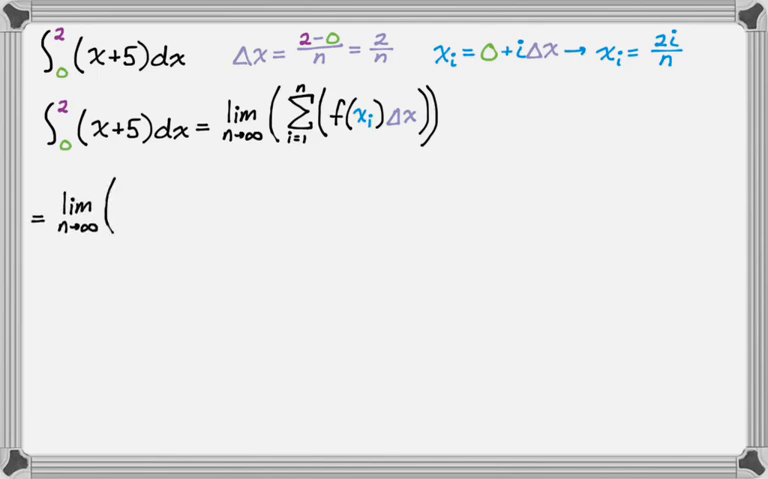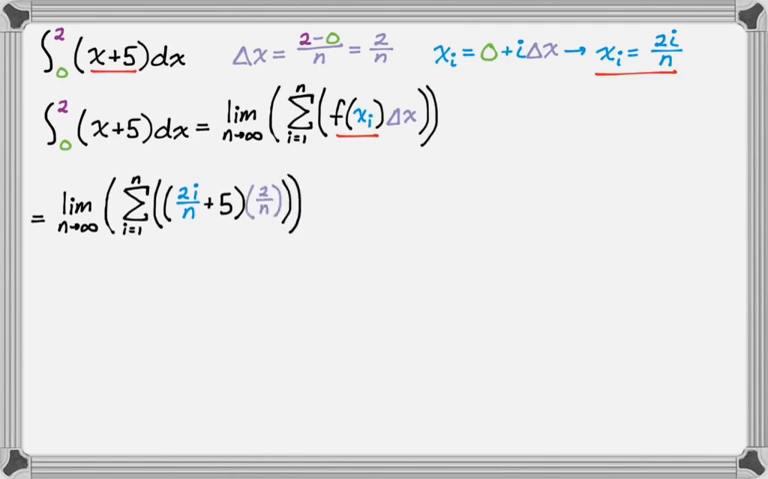So we get this limit as n goes to infinity. Now we need to deal with f of x sub i. f of x is the integrand, so it's x plus 5, and x sub i is 2i over n. So every x that we see in the integrand, we're going to replace with 2i over n. That gives me 2i over n plus 5. And then we need to multiply by delta x, so 2 over n.